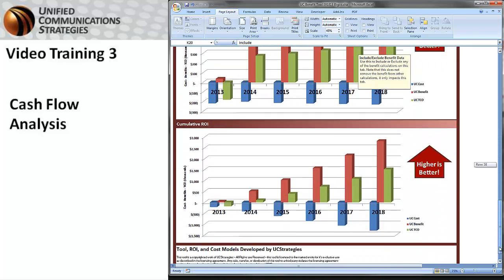The second part of this is actually the cumulative, which shows us the cumulative cash flow and positive value. So you see the cost, the benefit, and the result. So this is actually showing a significant cash value to the company.